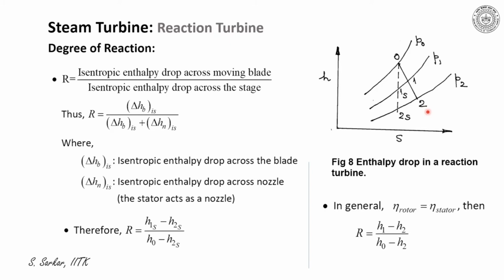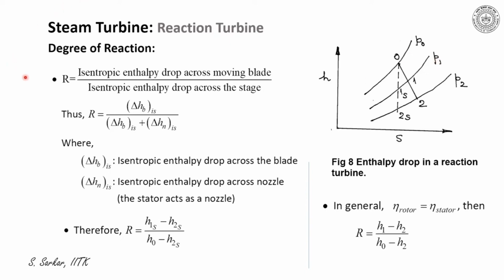The corresponding isentropic enthalpy drops are indicated by 0 to 1s and 1s to 2s, where P0 is the pressure at inlet to the stage, P2 is the pressure at exit from the stage, and P1 is the intermediate pressure at exit from the nozzle or from the fixed blade.